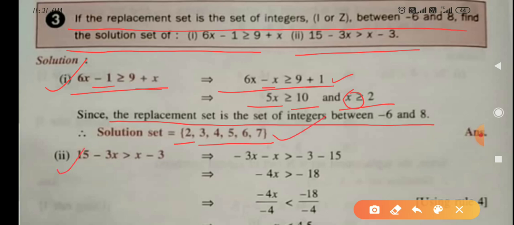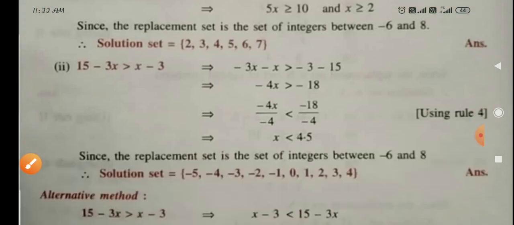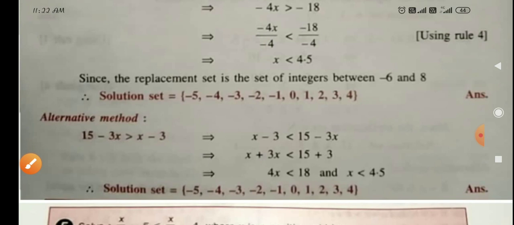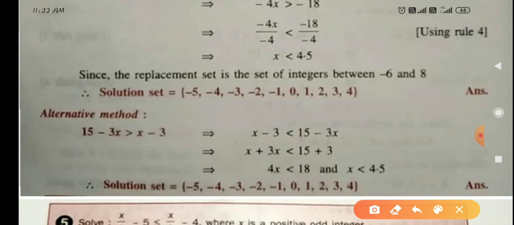Second part you see, 15 minus 3x is greater than x minus 3. So the terms having x on one side, minus 3x minus x is greater than minus 3 minus 15. So minus 4x is greater than minus 18. Now you are going to divide both the sides by minus 4. So you can see this step, by minus 4 you are dividing. So what will come? You can see by minus 4 the inequality sign, it was greater than sign, now it has become less than sign. So x is less than 4.5.